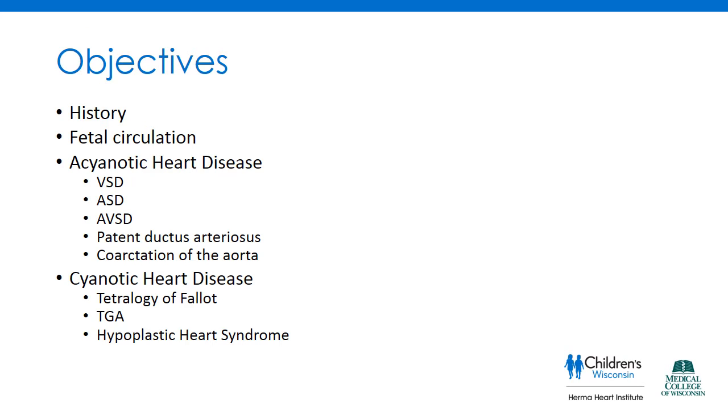Today, we're going to go through a general overview of congenital heart disease. I'm briefly going to talk about some history, then discuss what fetal circulation looks like, and then go into more of the congenital heart lesions that we see. This includes acyanotic heart disease as well as cyanotic heart disease. And I've listed some of the lesions that we will talk about and go into more specifics.